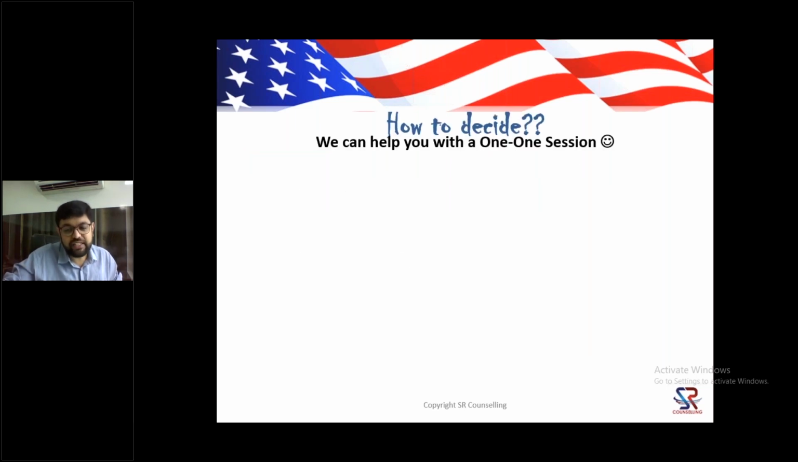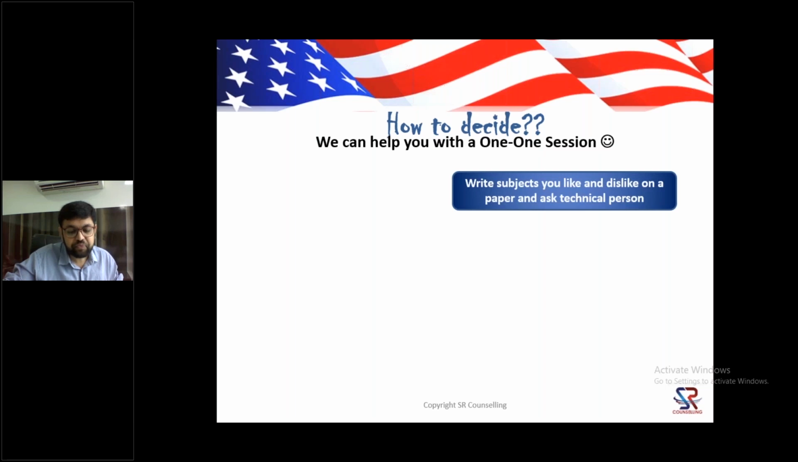how do we decide what is the right field for us? Again, we can do this on a one-on-one session, but just to give you some tips. Identify the areas which you like and the areas which you don't like. Mention that on a sheet of paper and go and show that to a technical person. He would be able to map this interest to a career for you.